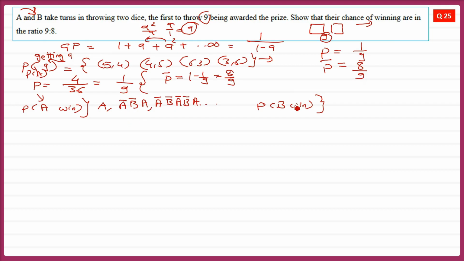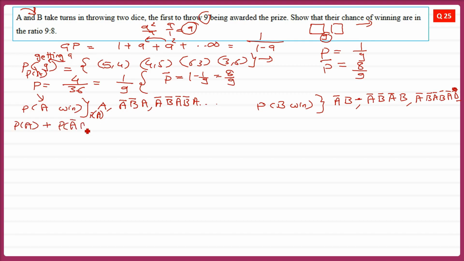Now let's understand how B is going to win. B can win only when A has tried. So A fails, then B wins. The second option can be A fails, then B fails, then A again fails, then B can win. Then A doesn't win, B fails, A fails, then B fails, then A fails, then B can win. So whenever B gets chances, B can win, and the chances come only when all the previous throws have resulted in not getting a 9, which has probability 1 by 9.